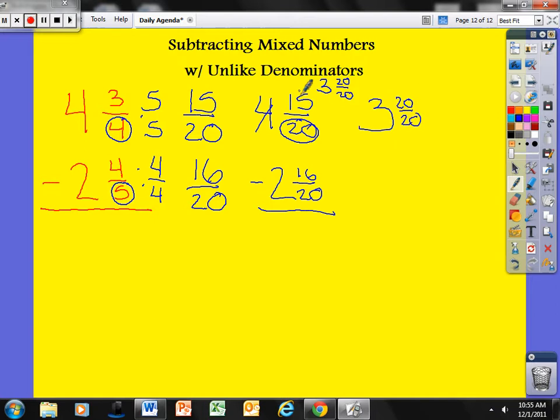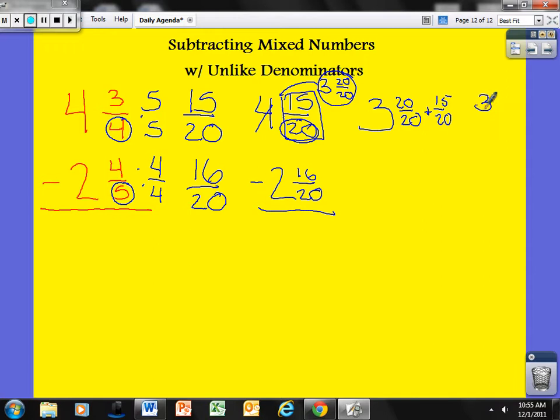So now what I really have up here is 3 and 20/20. I can't forget about what I started with here. I started with the 15/20. This only covers the 4. It does not include the 15/20, so I'm going to combine that up here, plus the 15/20. So now I'm going to have 3 and 35/20 minus 2 and 16/20. Denominators are the same.